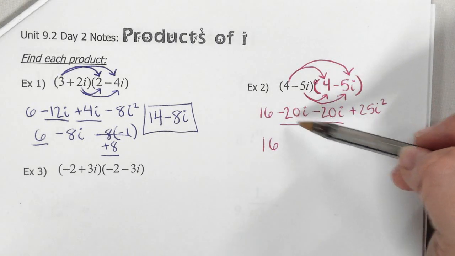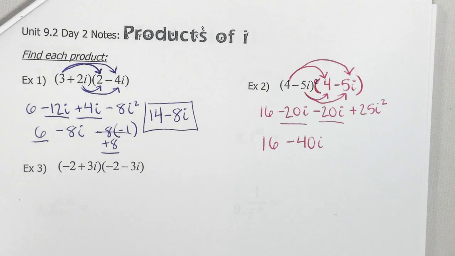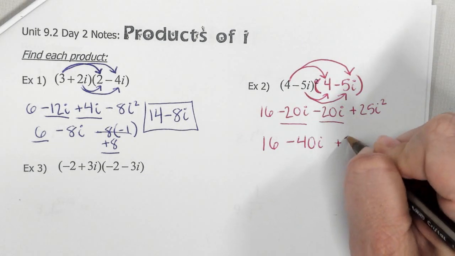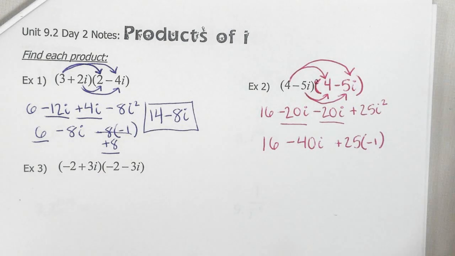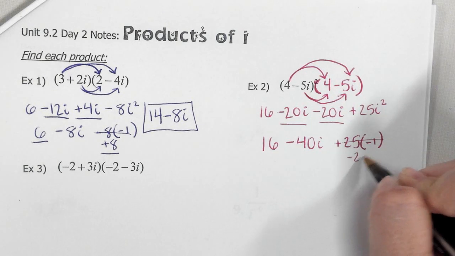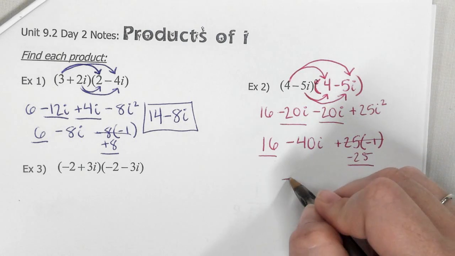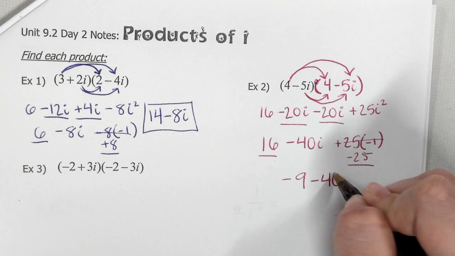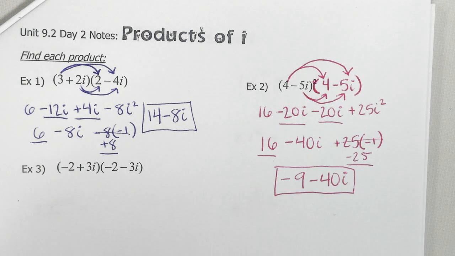So if I take 20 and I take 20 more, I took 40. So it should be minus 40i. And then bring down my plus 25, and then i squared is negative 1. Well, what's 25 times negative 1? So this becomes negative 25. And what's 16 minus 25? Negative 9. Any questions with that one?